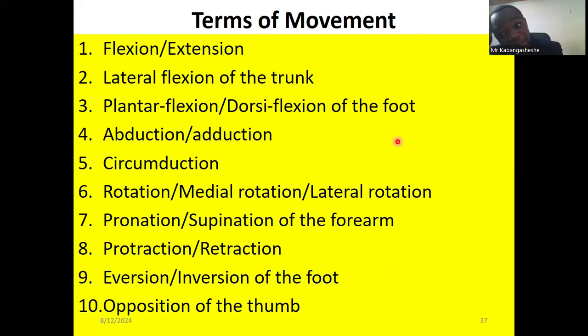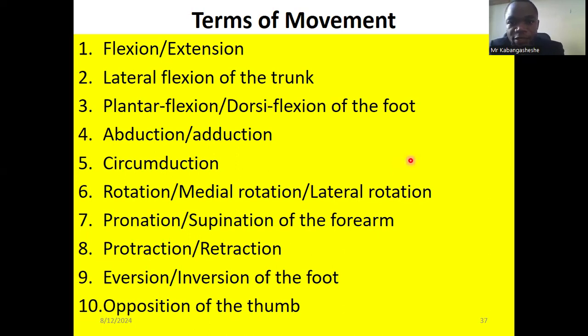We discussed terms like anterior in opposition to posterior. We also talked about dorsal, posterior. We also talked about superficial, internal, lateral, in opposition to medial. Now we're going to look at terms of movement. Terms of movement, the previous ones were directional terms. Directional terms are used when you want to direct someone on a particular body part.